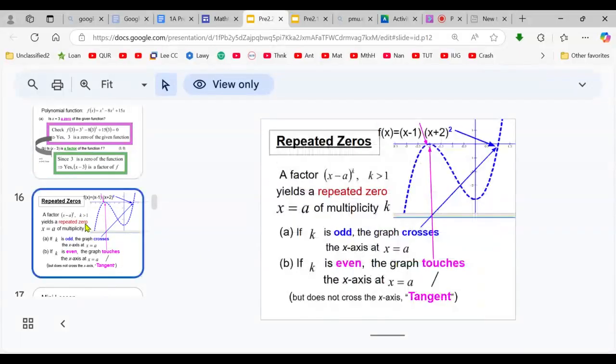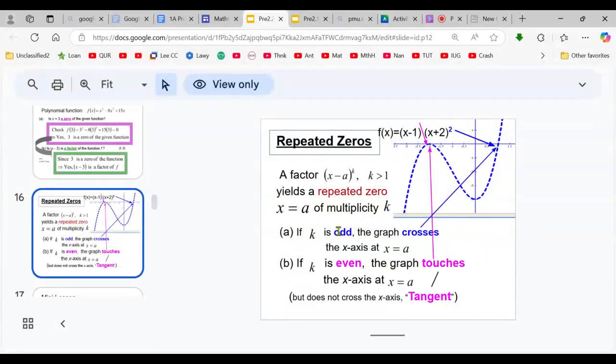Now, remember, all I need is the end behavior, the beginning and the end. I don't care about what happened in the middle here. For example, he is giving you x minus 1, x plus 2, all squared. Take a look at the power here. I changed the power from n to k. Is k greater than 1? Yes. It means a repeated zero. So x equals a has multiplicity k.